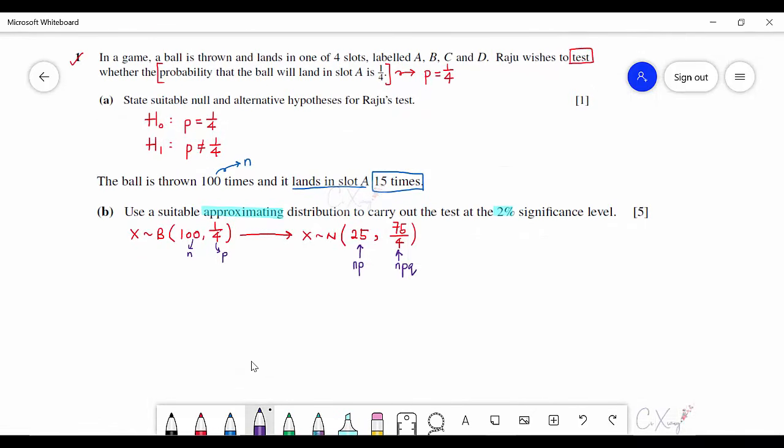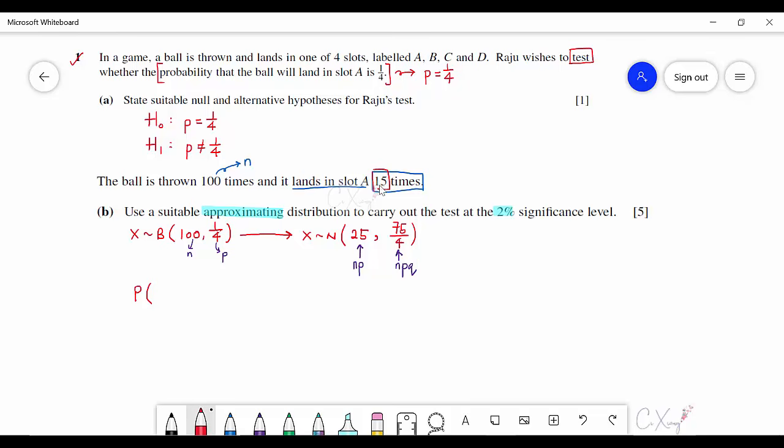Then we want to continue with the test. After you change it to a normal distribution, there are two methods that you can use. You can use the p-value method, or you can find the critical value. For me, I will use the p-value method, because originally from binomial, usually we will use p-value. So for the binomial distribution, they are saying that 15 times.